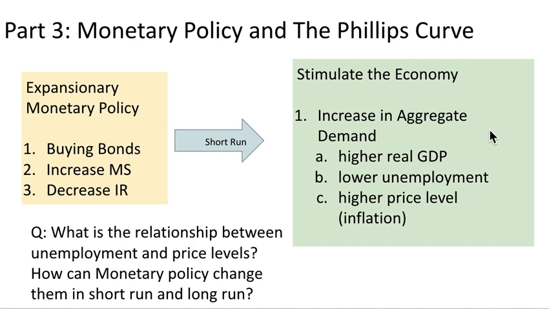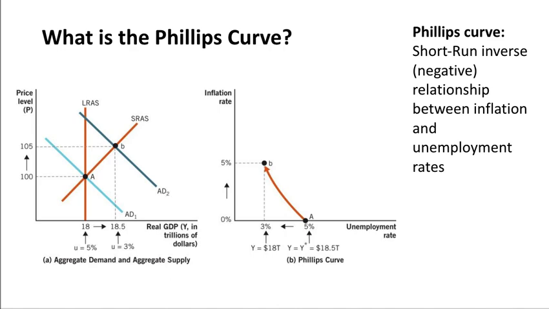And so what we want to look at in this video is how this monetary policy can actually change an economy in the short run and long run, and specifically we want to see that change occurring in the relationship between unemployment and price levels. So what economists have done to understand more the relationship between inflation, or increasing price levels, and unemployment rates, is create this curve called the Phillips curve. And so this Phillips curve shows in the short run this inverse relationship between inflation and unemployment rates.